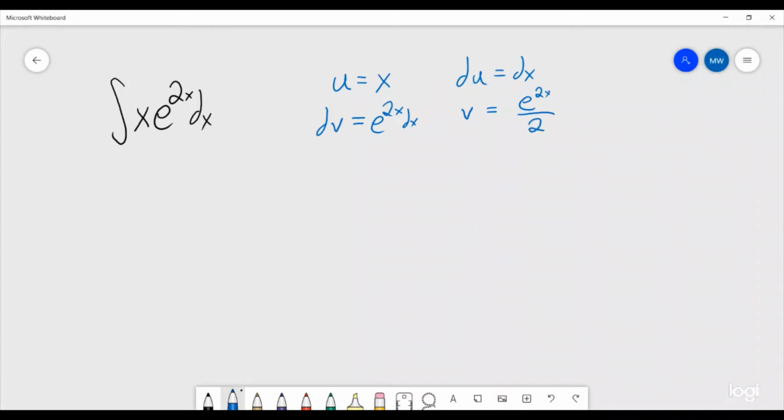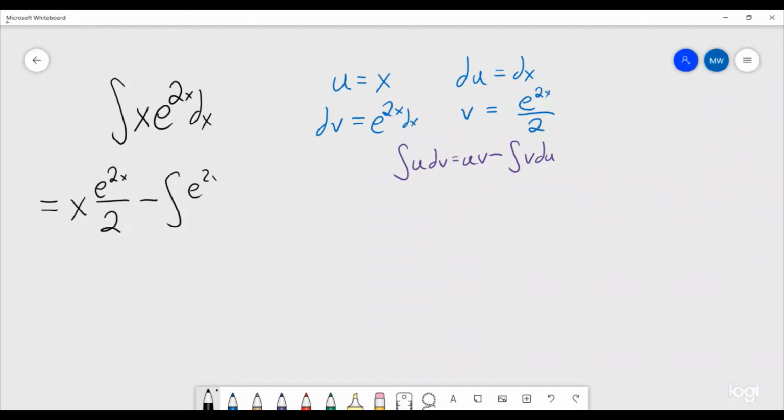So if we remember the rule for integration by parts, it says that the integral of u dv is equal to uv minus the integral of v du. So that tells us that the integral of x e to the 2x is equal to uv, so that's x e to the 2x over 2, minus the integral of v du, so e to the 2x over 2 dx.